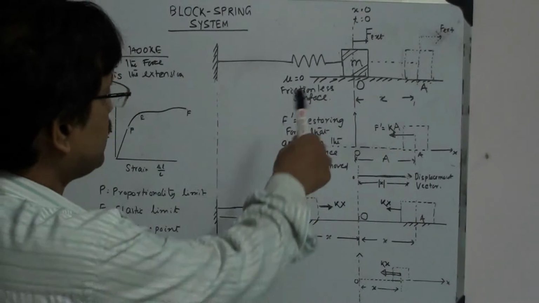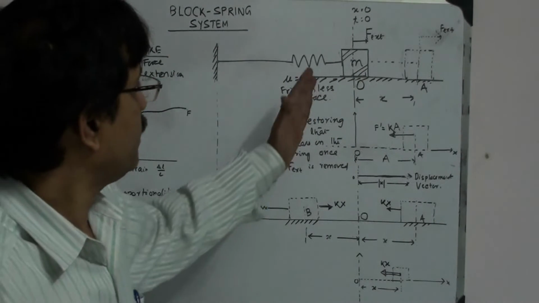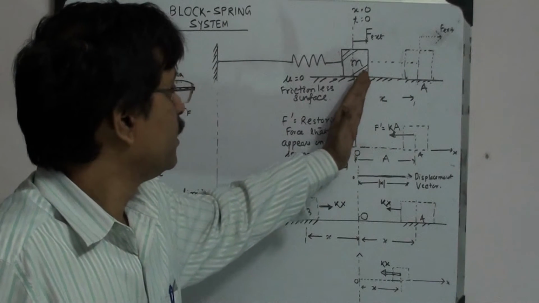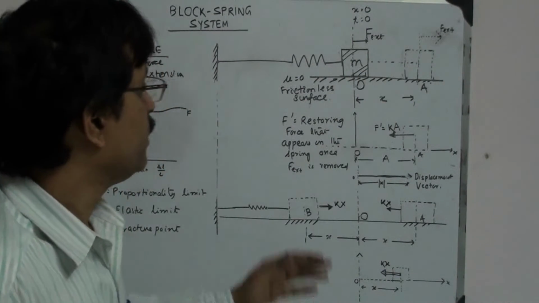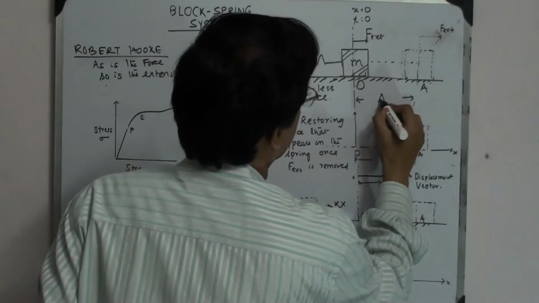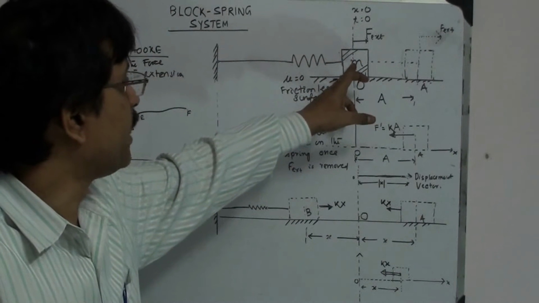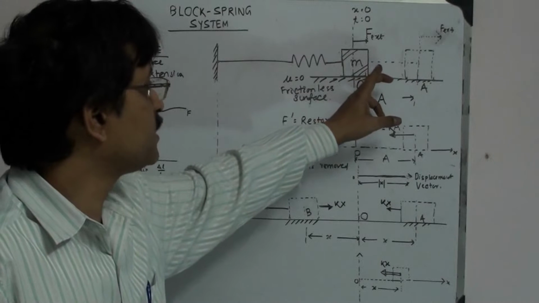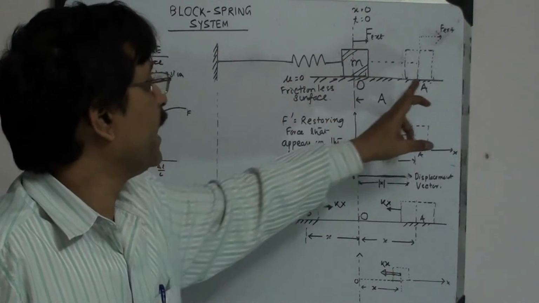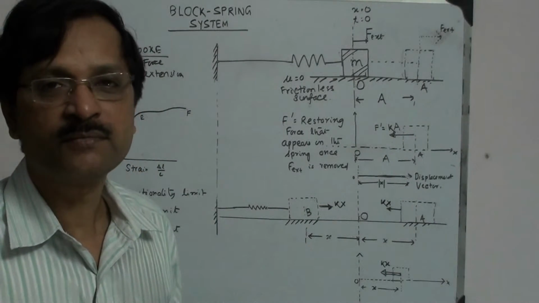In the block and spring system, a block of mass m is attached to a spring and the mass m is pulled to the right for a certain amount. Let us call this amount A. So, an external force is applied to mass m and it is stretched to a point A, with an amount of OA, which we call A, and then released.